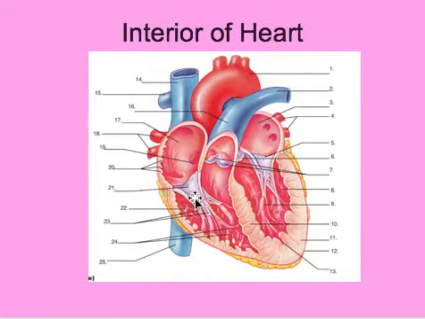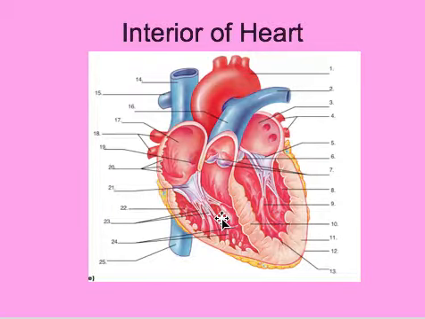So the valves keep blood going in one direction. If blood backflows, then the heart becomes less efficient and you end up with some sort of heart failure. So it goes from the right side, from the right ventricle here, and you note that the right ventricle is a lot skinnier and less muscly than the left ventricle.